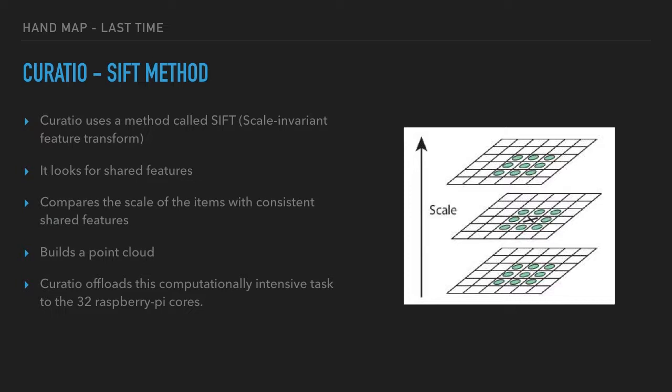Although the core concept of Curatio doesn't really fit my needs, I did want to look into what kind of technology they used in order to capture, map, and create a mesh of an object. I did a little bit of research and found that the most likely case would be that they were using scale invariant feature transform, which is SIFT for short. Basically, this method looks at shared features of a similar object from different angles, and it can use those shared features to compute scale and build a point cloud based on those scale measurements. Another thing worth noting is that Curatio offloads this very computationally intensive task to the 32 Raspberry Pi cores.